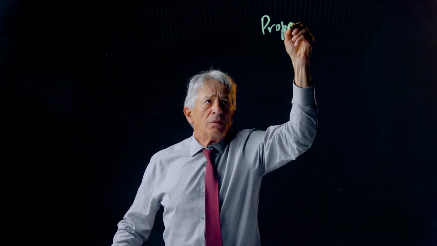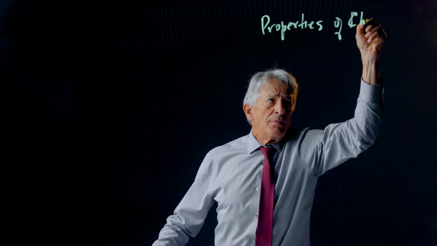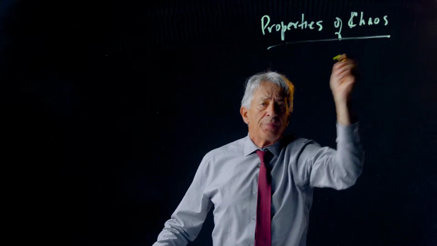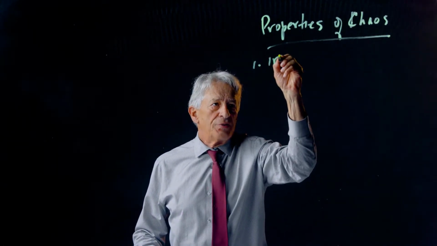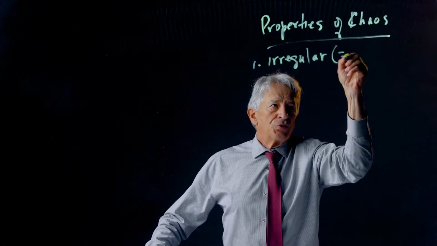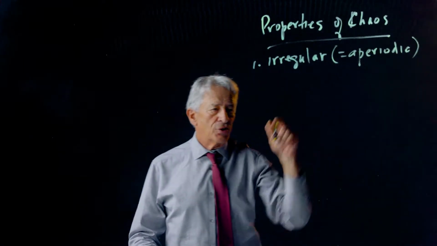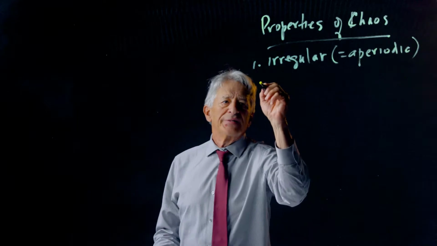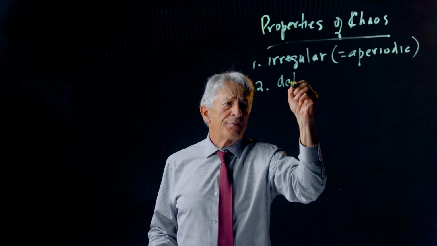So just to review, let's list all the properties of chaos. First and foremost, it's irregular, which we defined as aperiodic. Never closes, has no period. Second point, it's deterministic.